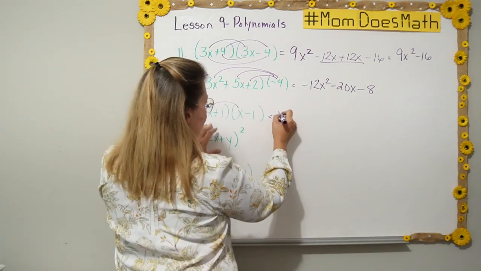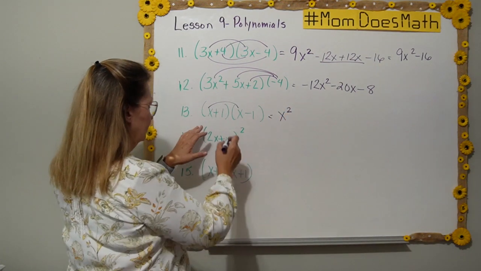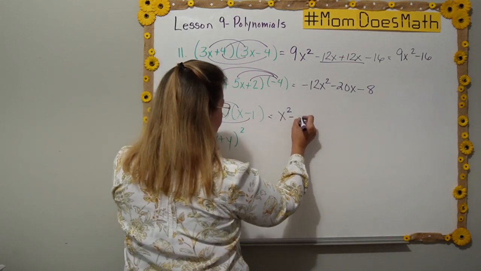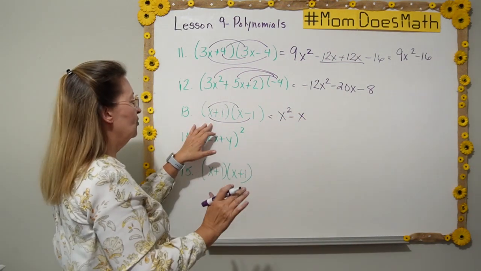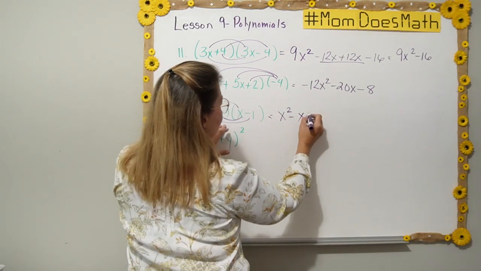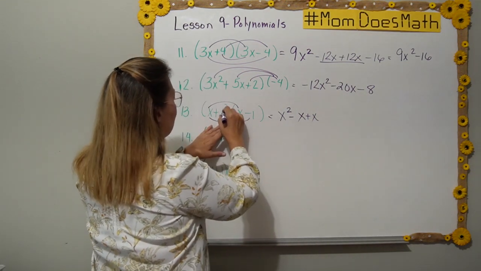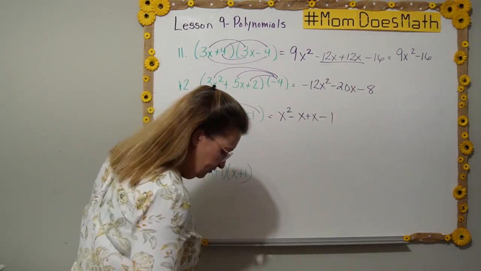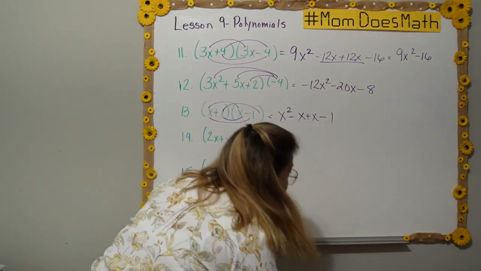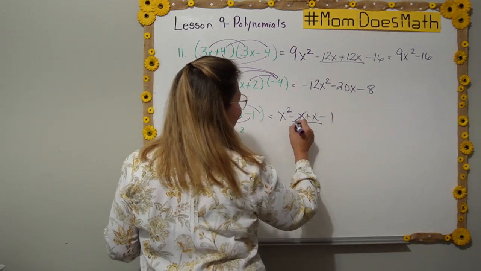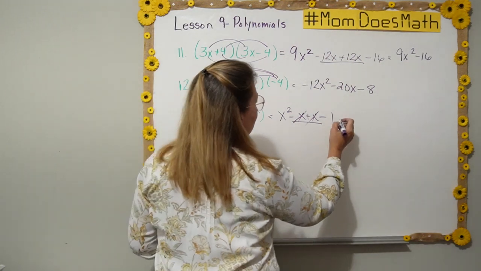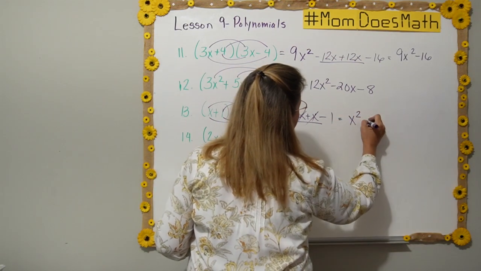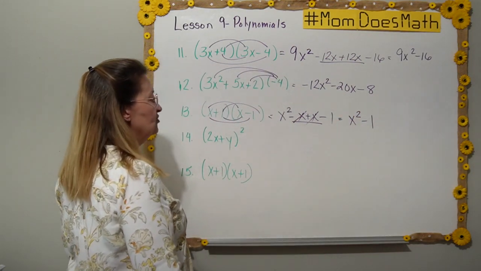All right, another FOIL problem here. X times x is x squared. X times minus 1 is minus 1x, and you don't have to put the 1. 1 times x is plus x, and then plus 1 times minus 1 is negative 1. All right, let's combine the middle numbers. Minus x plus x is 0, so your final answer here is x squared minus 1.